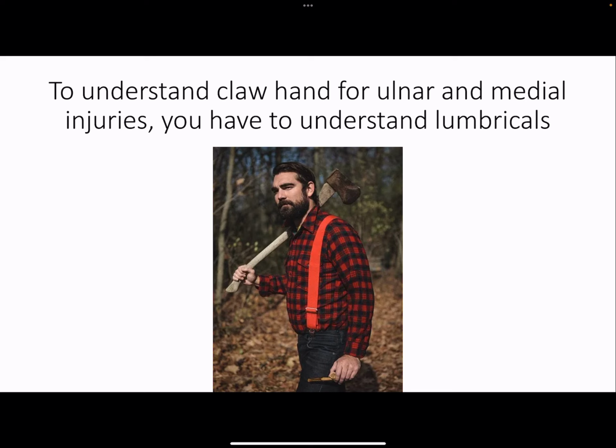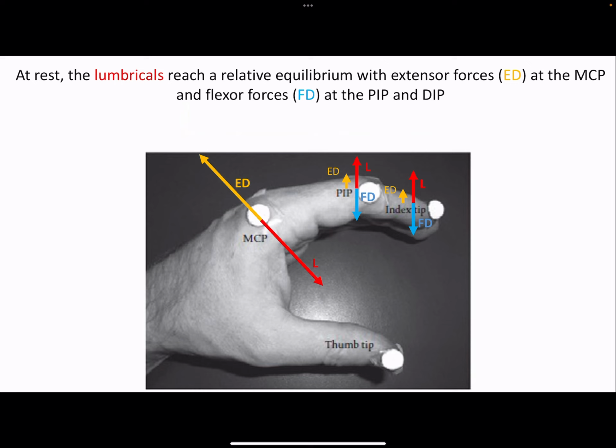All right, so to understand ulnar proximal versus distal lesions, and median, I keep saying median, you really have to understand lumbricals. So let's take a look. We know that lumbricals, in red, are going to flex at the MCP joint. They're going to extend at the PIP and the DIP joints. Extensor digitorum always extends at any of these joints, but it's most effective at the MCP joint, this one. Flexor digitorum superficialis is mostly here, and profundus is mostly there.